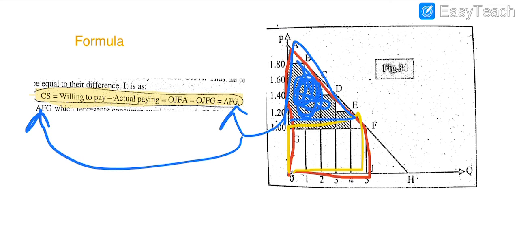I think it is clear to all of you. And how can we measure it? By comparing the red gap and the yellow gap. We can measure consumer surplus, which shows how much the consumer was willing to pay and what price the consumer is actually paying, and the difference between them is the consumer surplus. It's all for today.